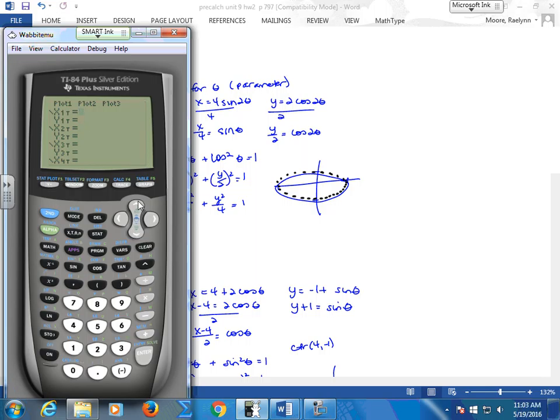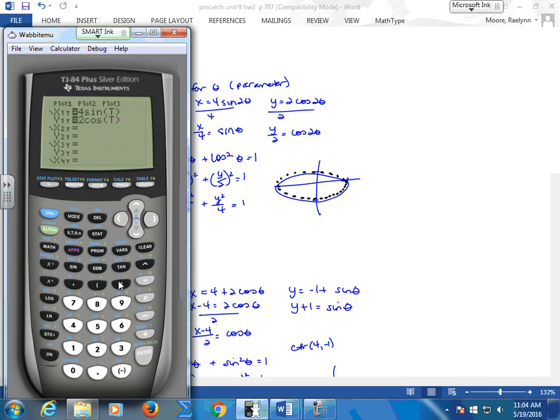Okay, I just need to see. This was x equals 4 sine 2 theta. I'll just say t. That's your angle. And y equals 2 cosine. Okay, now, before we do this, angles, how many degrees do they circle around?